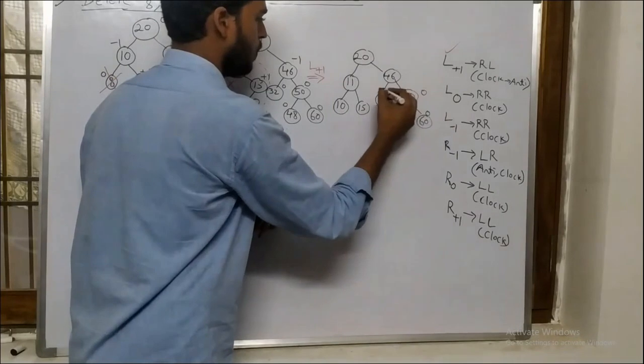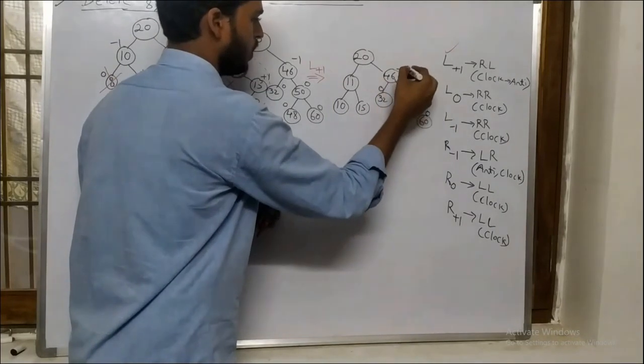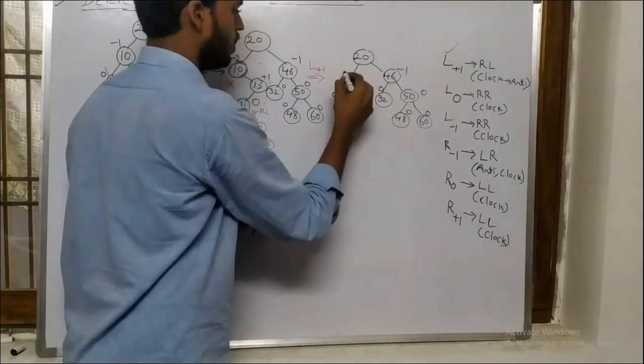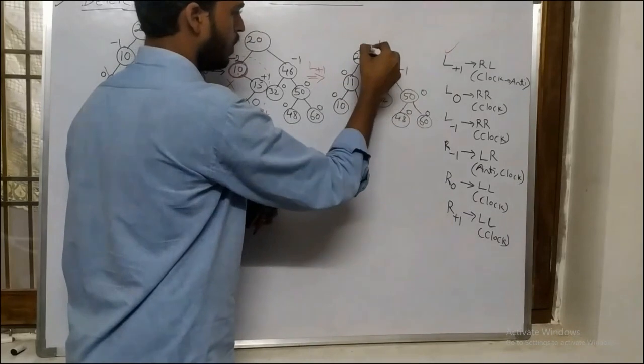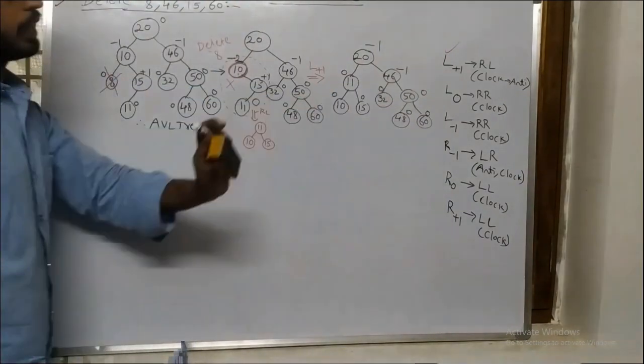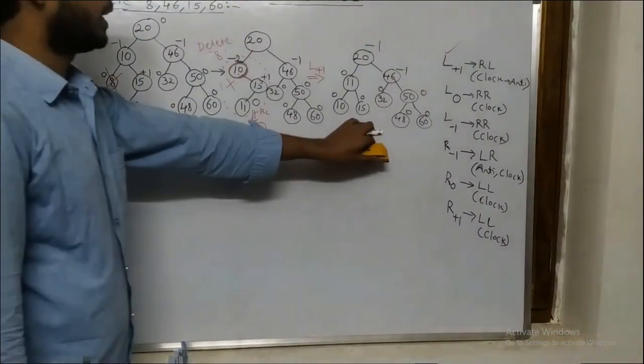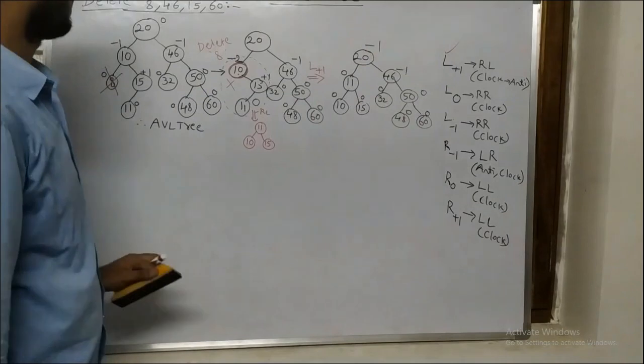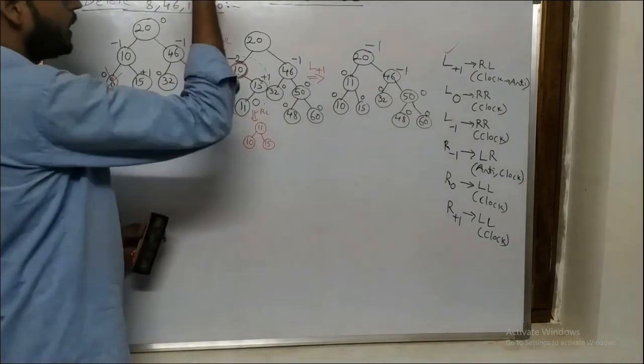0, 0, 0, 0, minus 1, 0, 0, 0, 1, 2, 1, 2, 3, minus 1. So the tree is a balanced tree. That means an ideal tree. Now they are asking to delete 46.